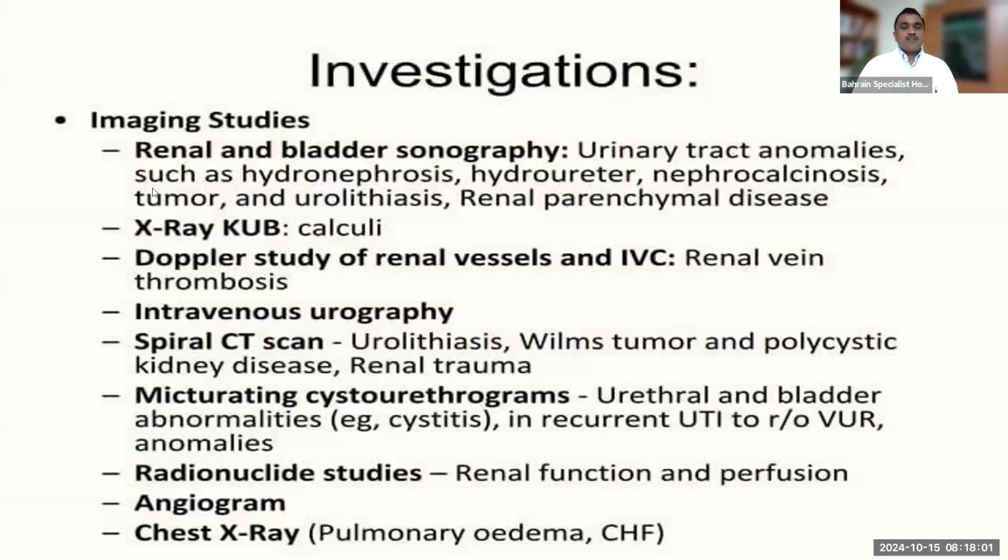Renal and bladder sonography detects urinary tract anomalies such as hydronephrosis, hydroureter, nephrocalcinosis, tumors, and urolithiasis. Renal parenchymal disease can also be diagnosed with renal and bladder sonography. X-ray KUB will be helpful in calculi. Doppler study of the renal vessels and IVC is useful in renal vein thrombosis. Intravenous urography and spiral CT scans will be used in stones or Wilms tumor. Micturating cystourethrogram will be helpful in urethral and bladder abnormalities like cystitis or recurrent UTI, to rule out vesicoureteral reflux.